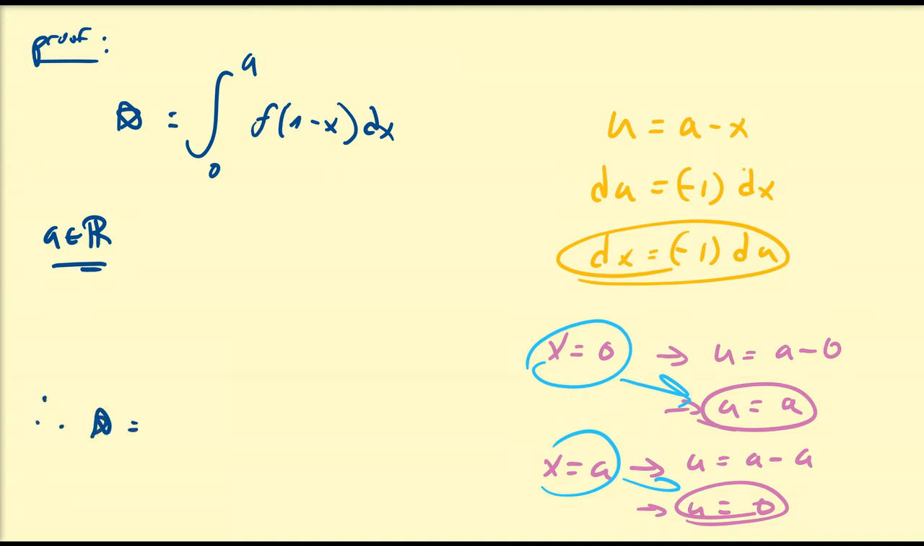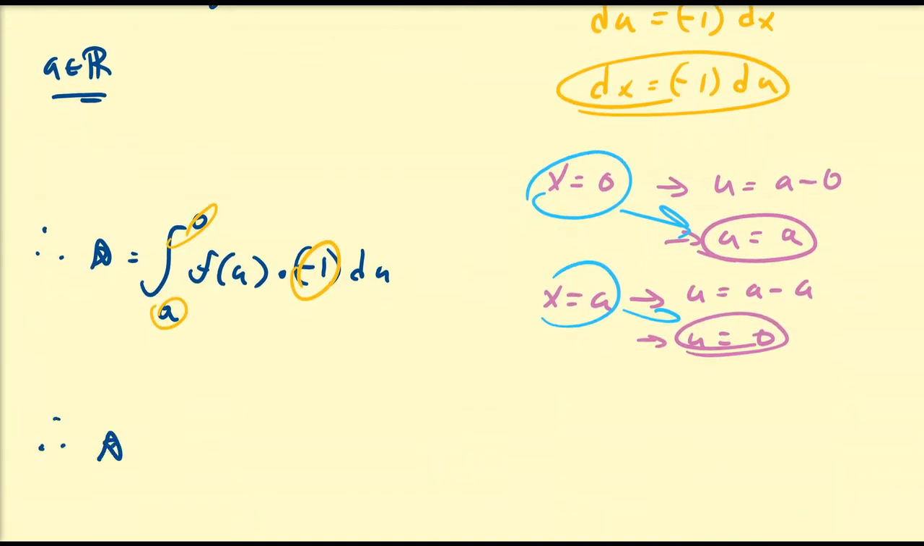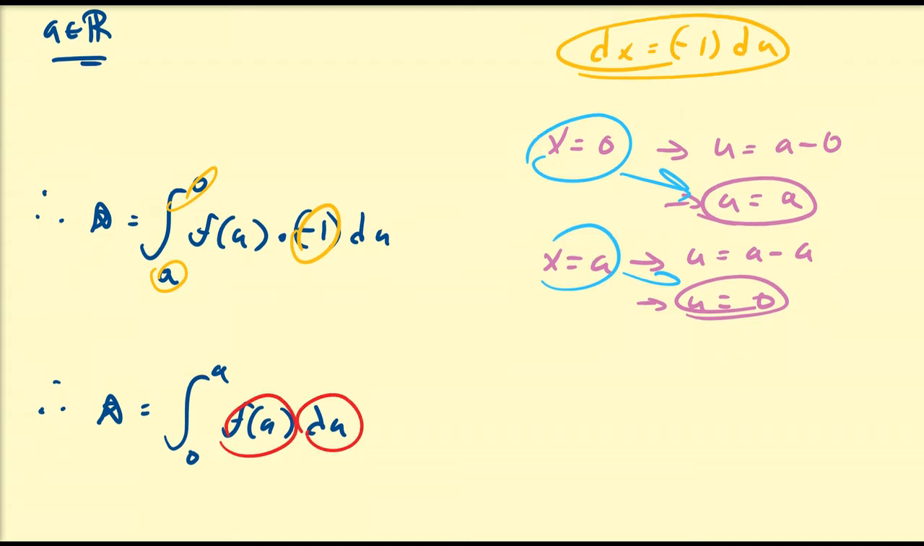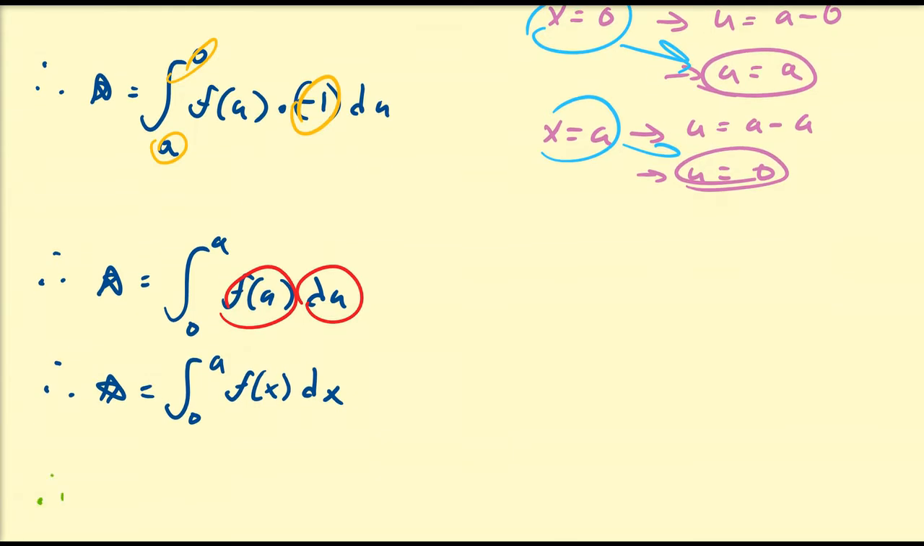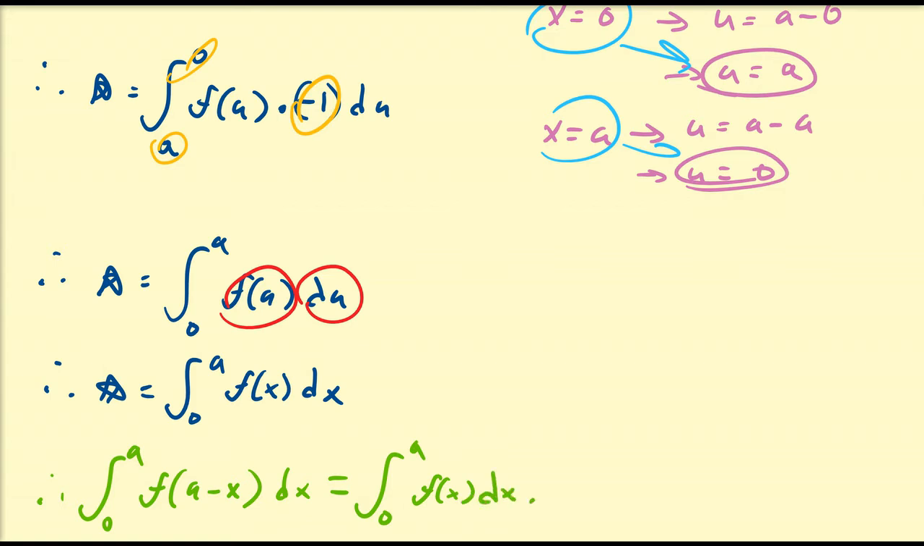So that means star is going to be equal to the integral from a to 0 of f of u times negative 1 times du. We know that if we have a negative 1, we can flip our bounds here. So this implies that our integral of interest is equal to the integral from 0 to a of f of u du. And since this is a definite integral, this u is a dummy variable, and we can write this as the integral from 0 to a of f of x dx. Therefore, we have proven that the integral from 0 to a of f of a minus x dx is precisely equal to the integral from 0 to a of f of x dx.